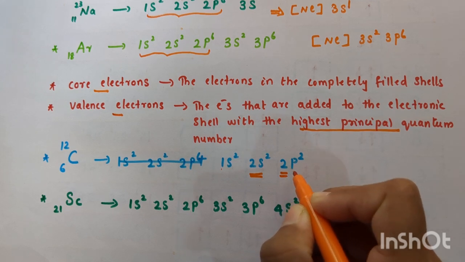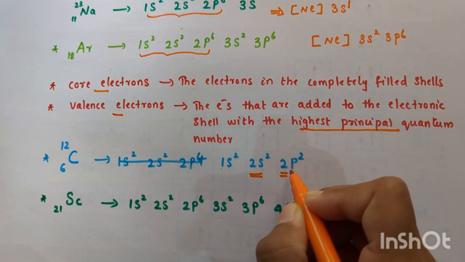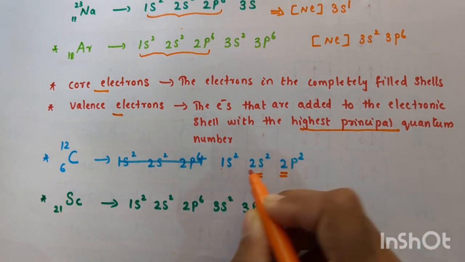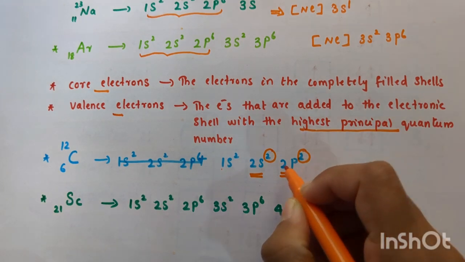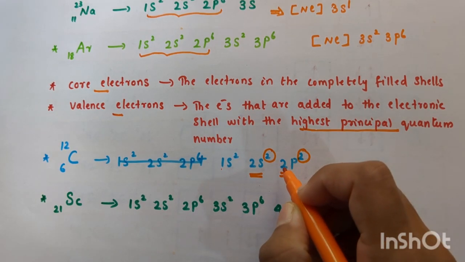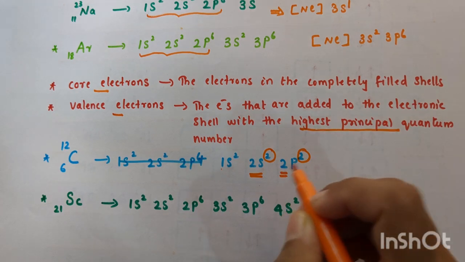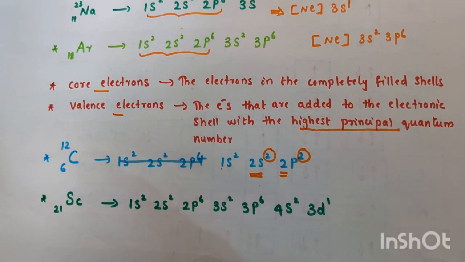So carbon has 2 plus 2, 4 valence electrons: 2 in the 2s orbital and 2 in the 2p orbital. These 4 valence electrons are involved in chemical bonding, making carbon an excellent element for forming molecules and compounds such as organic molecules and carbonates.